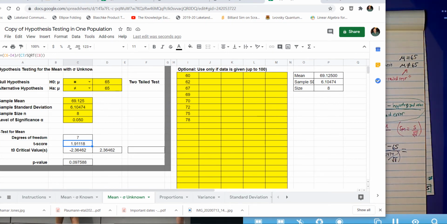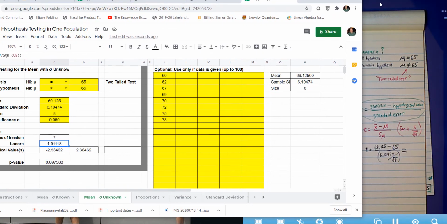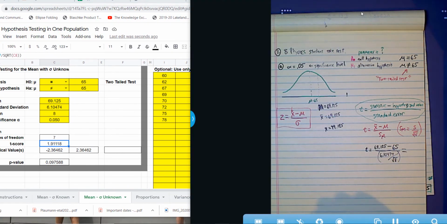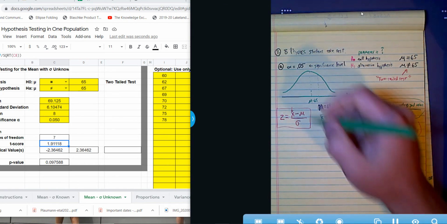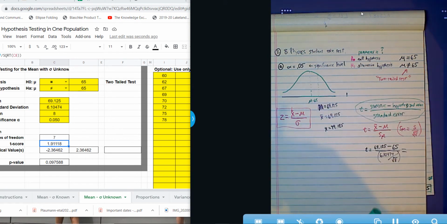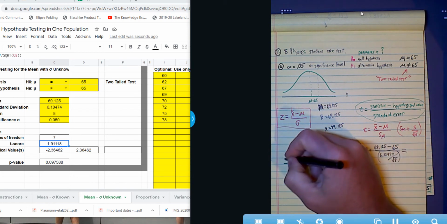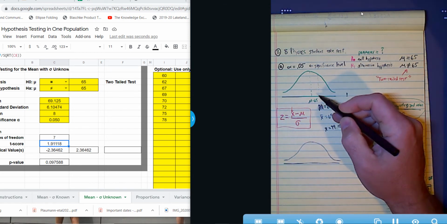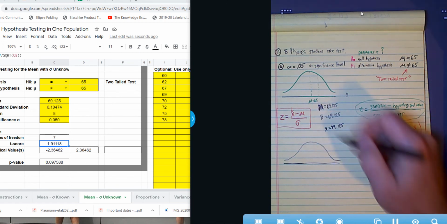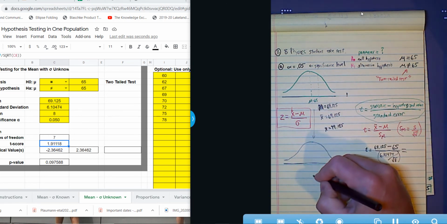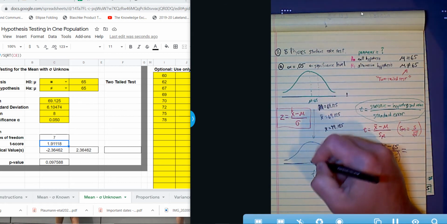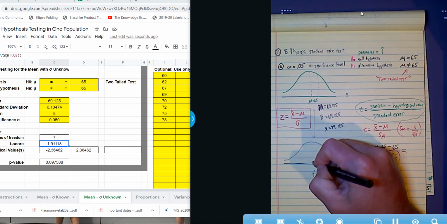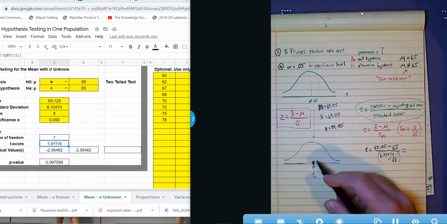Okay, so let's draw a picture of exactly what's going on here. Okay, so here is the picture. I'm going to draw a bell curve which looks like this. It's like the one up there, but what you just did is you made this into a standard t value. And so instead of the mean being 65, the mean of t or the normal distribution is 0.